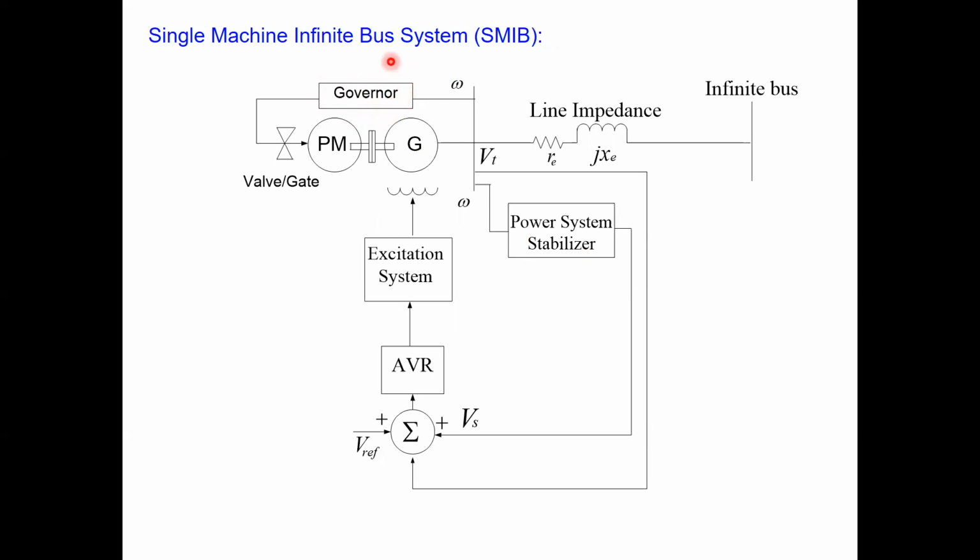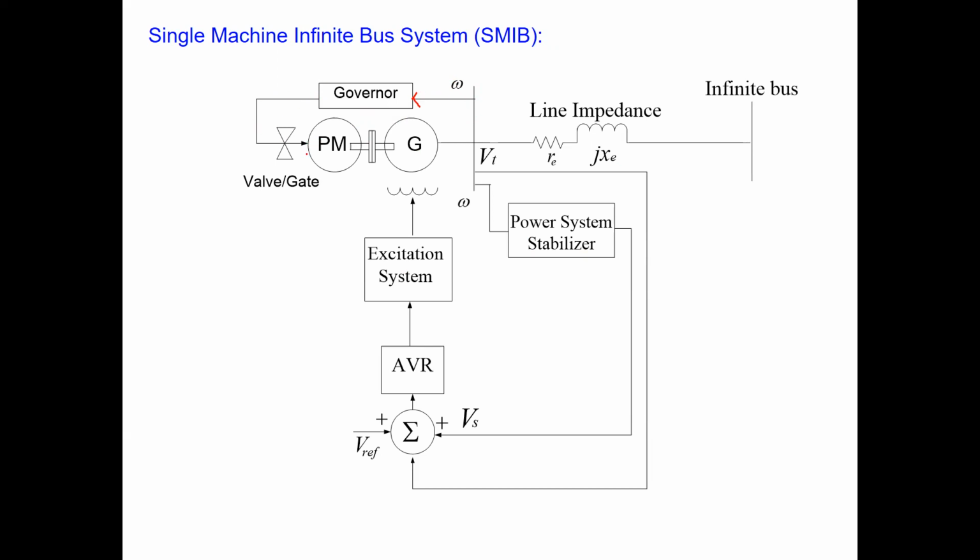And how does the governor control? That will be basically through a feedback of the speed signal, the angular speed signal from the generator terminal. So there is a feedback here.